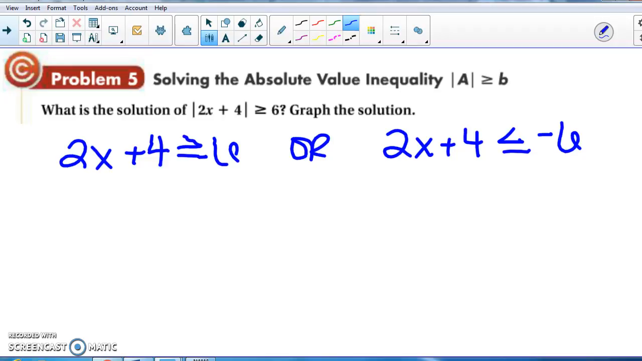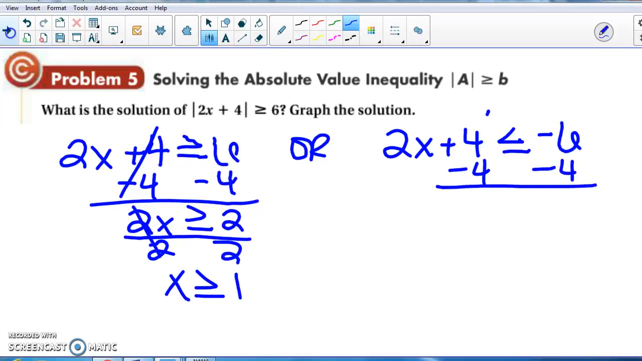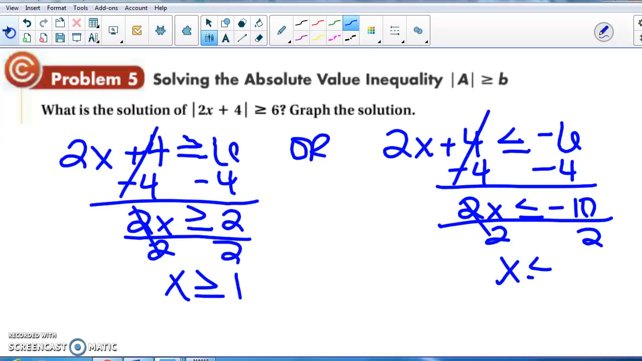And now solve. So we're going to subtract 4. 2x is greater than or equal to 2. Divide by 2. X is greater than or equal to 1. Subtract 4. 2x is less than or equal to negative 10. Divide by 2. X is less than or equal to negative 5.